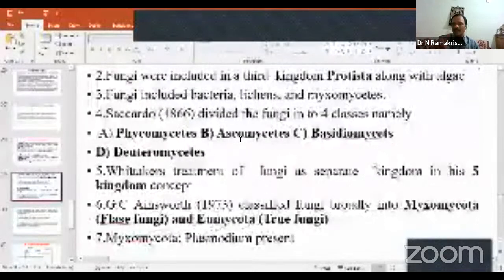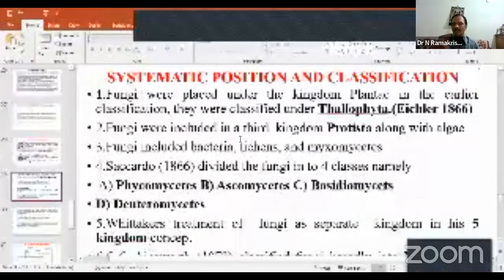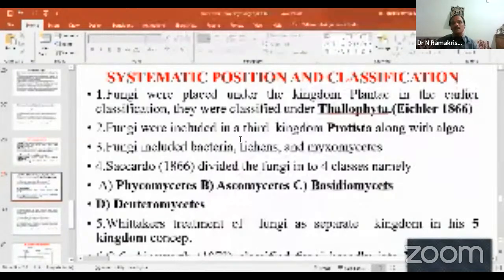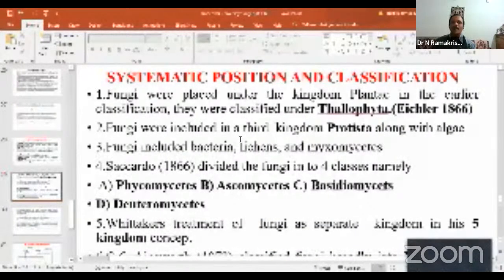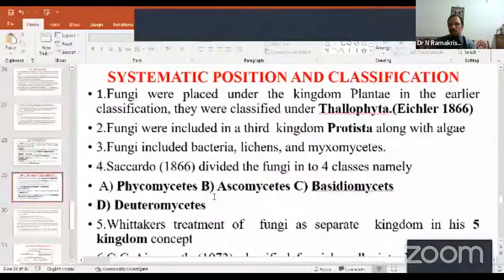And next, we see systematic position and classifications. As already told, fungi were placed under the kingdom Plantae in the earlier classifications. They were classified under Thallophyta by Eichler. I told you before in class about the Eichler classification, Thallophyta. The fungi were included in the third kingdom, Protista, along with algae. The next scientist included fungi with bacteria, lichens, and microbes. Then in 1896, the fungi were divided into four classes: Phycomycetes, Ascomycetes, Basidiomycetes, and Deuteromycetes.